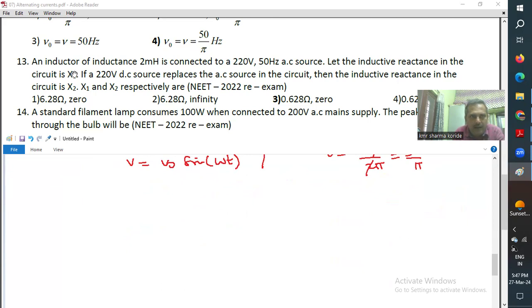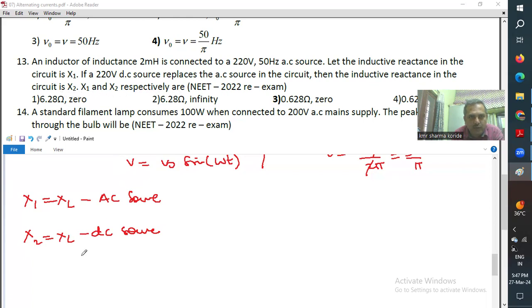An inductor of inductance 2 millihenry is connected to a 220 volt, 50 hertz AC source. Let the inductive reactance in the circuit be X1, so X1 is nothing but XL. If a 220 volt DC source replaces the AC source, then the inductive reactance in the circuit is X2. X1 is XL when the AC source is present, and X2 is XL when the DC source is present.